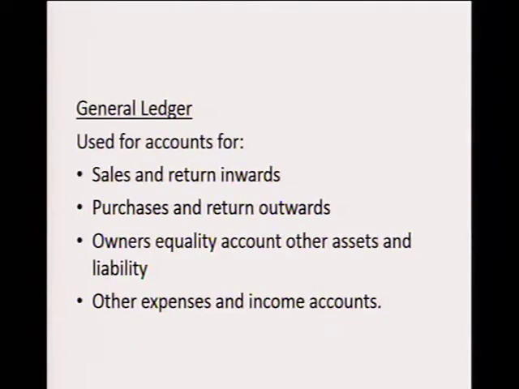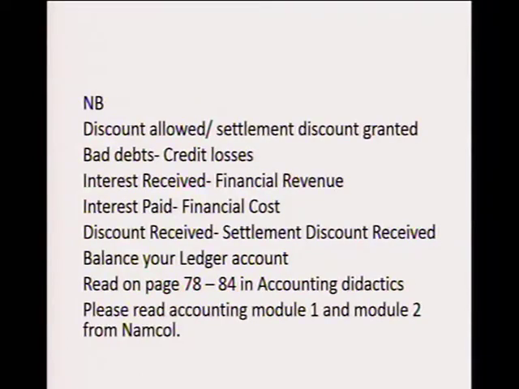Such individual accounts, if I can pinpoint some of them for you: we have sales and returns inwards. You open an account in the general ledger for that. We have an account for purchases and returns outwards. There is an account for owner's equity, all the assets and all the liabilities. And also all the income and expenses, we put them in the general ledger.